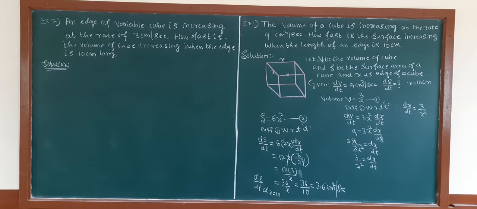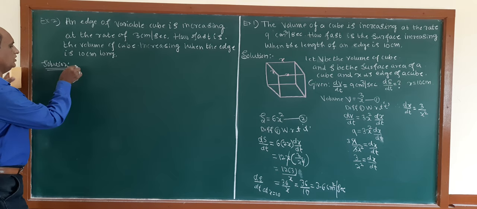An edge of a variable cube is increasing at the rate of 3 cm per second. How fast is the volume of the cube increasing when the edge is 10 cm long? So this is the given problem. The cube diagram is given. You have to draw a simple diagram for the cube.